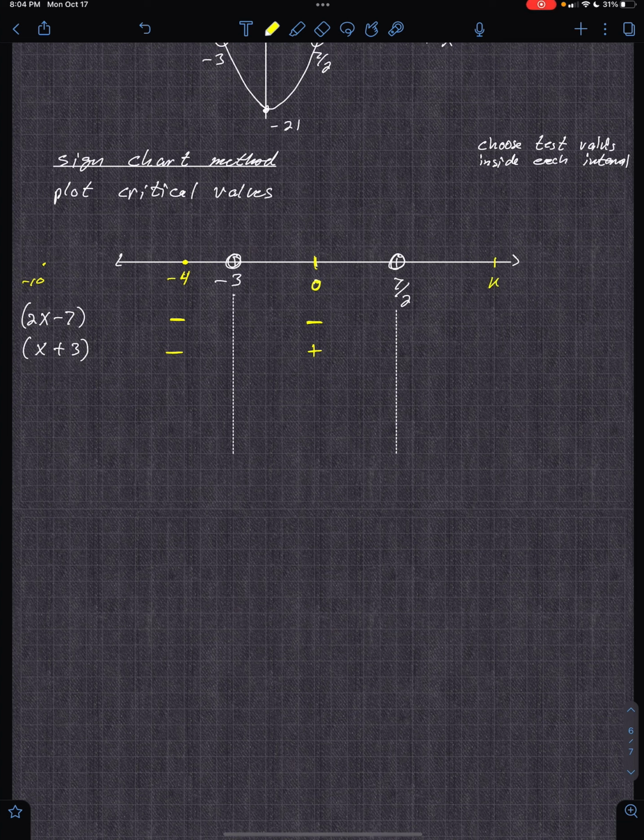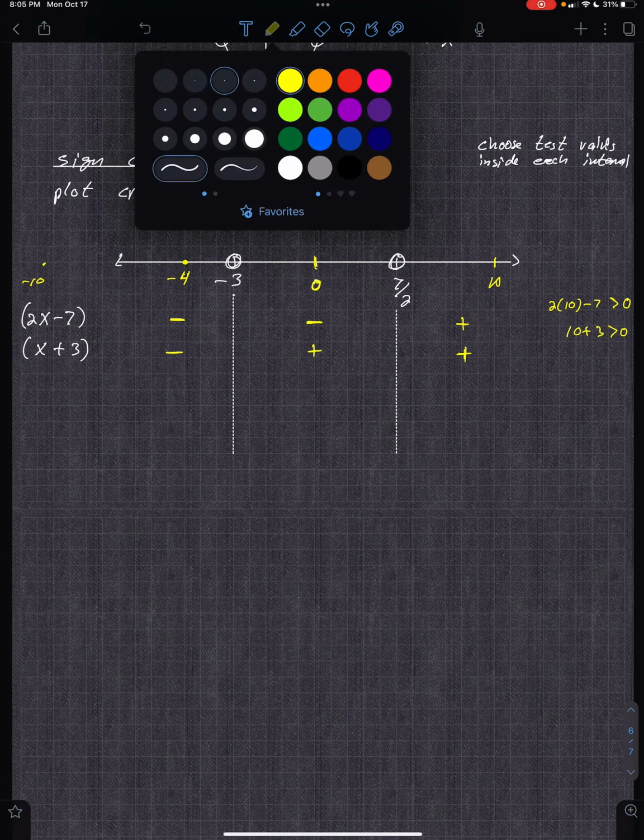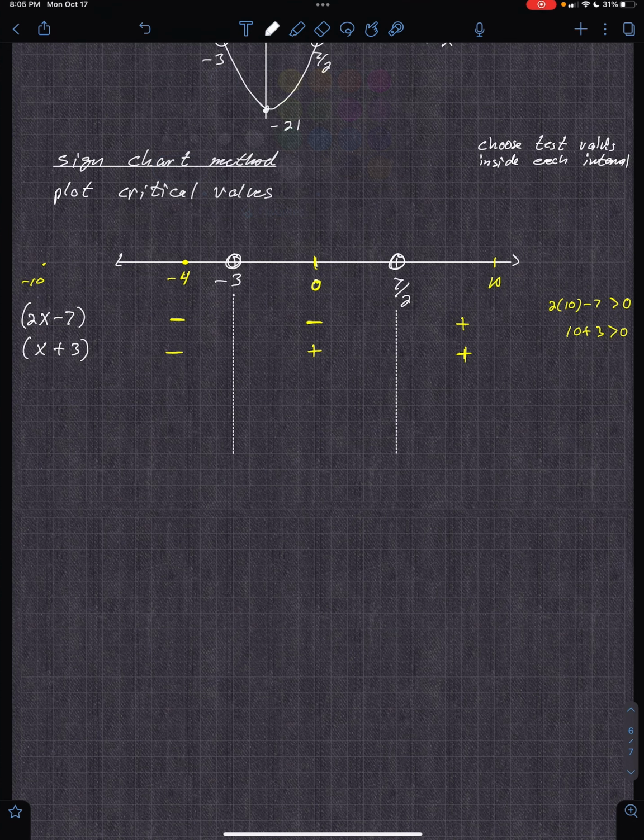Then choose a test value out here. Let's just pick a large one like 10. Substitute in. You don't have to actually show all those steps. That's pretty clear, that's positive. You don't have to really do the calculation. Same thing for the other one: 10 plus 3 is positive. So everything's positive out here. It's pretty obvious when we put in a large number. And then down here is the product.